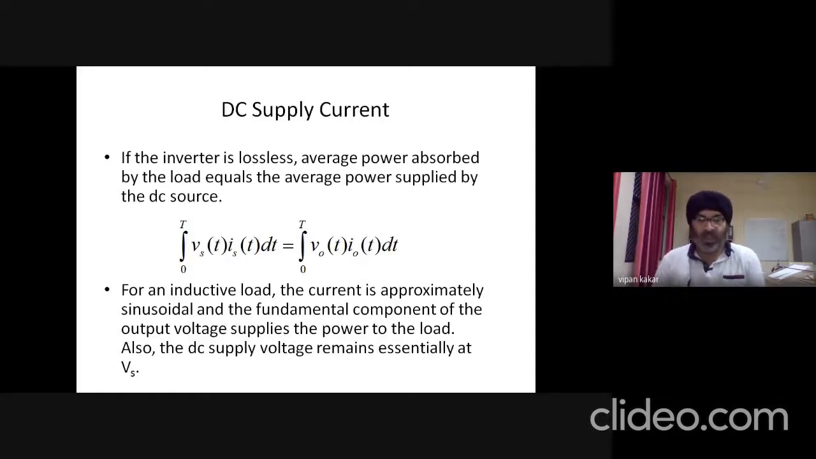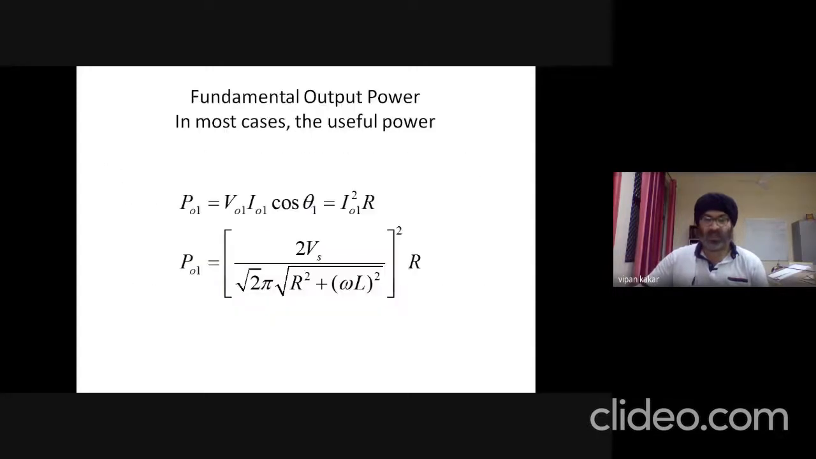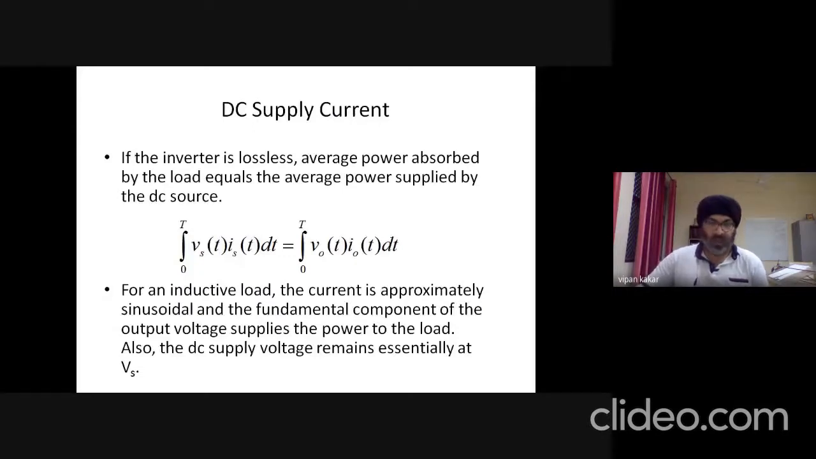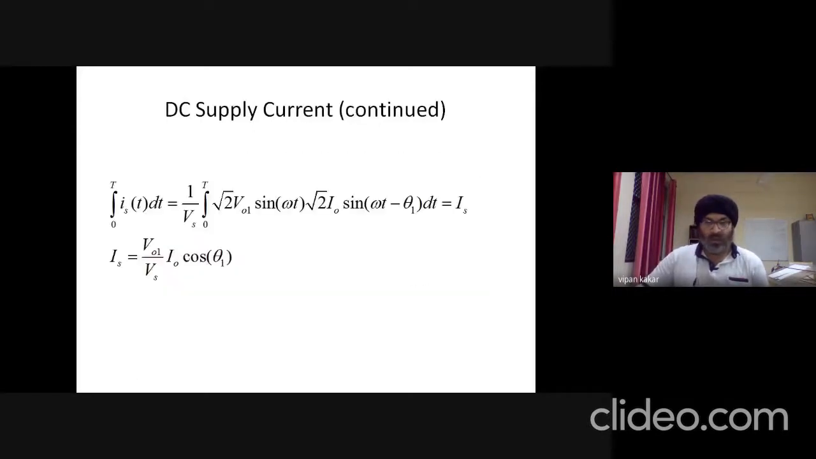For inductive load, the current we know is approximately sinusoidal depending upon the value of the inductance. If the inductance is fairly large, then we have a smoother current to flow. And the fundamental component of the output voltage supplies the power to the load, as we saw in the previous slide, like in this case. So fundamental component is actually the biggest component contributing to the power consumed at the load.